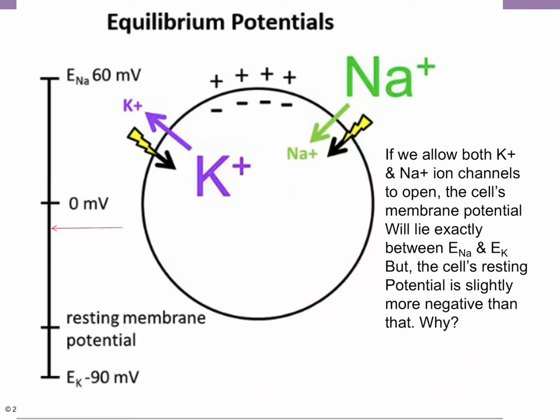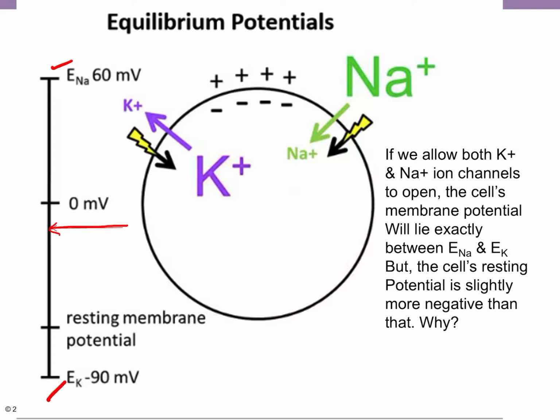Now if we allow both potassium and sodium ion channels to open, the cell's membrane potential will lie exactly between the equilibrium potential for sodium and the equilibrium potential for potassium, right? I put a little arrow approximately where that would be, somewhere in the middle between the equilibrium potential for sodium and that for potassium, if both potassium channels and sodium channels were open.